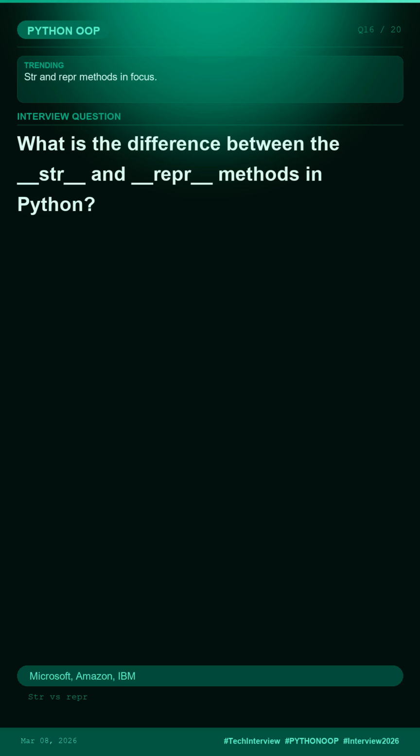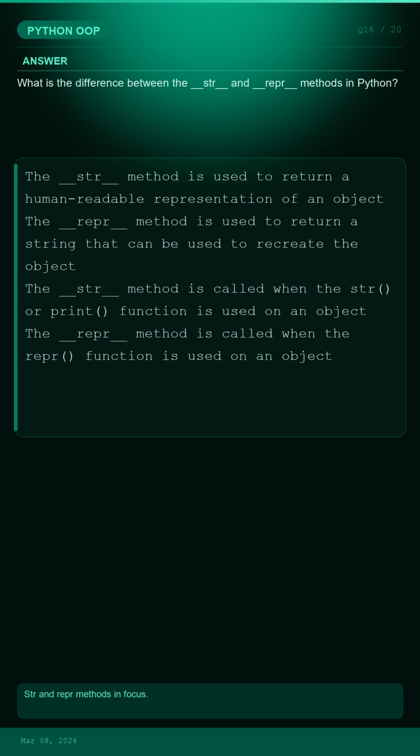Question 16. What is the difference between the __str__ and __repr__ methods in Python? Answer. The __str__ method is used to return a human-readable representation of an object. The __repr__ method is used to return a string that can be used.